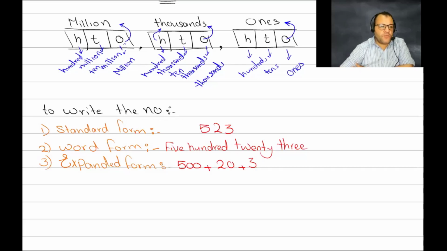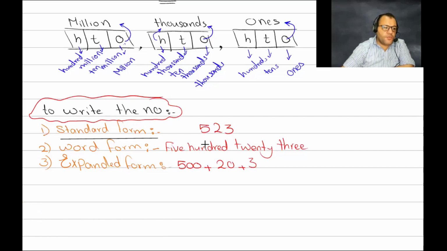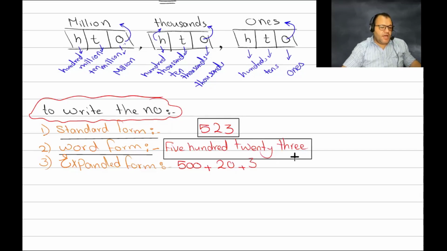Again, we have 3 forms to write the number. The first form is the standard form, where we use digits to write the number. The second is the word form, where we use words to write the number. And the third form is the expanded form, where we use the value of each digit to write the number.